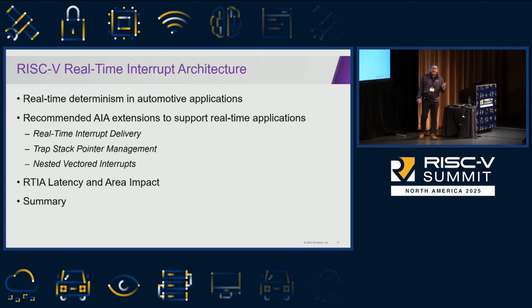So I'll talk a little bit about the background. A lot of the real-time activity that we're working on is largely directed by our activity in the automotive space. Of course, real-time applications are not just automotive, but that is one of the areas where there's a pretty significant need for real-time determinism in the processor portfolio. And then I'll talk about a couple of the things that we're recommending as enhancements to the existing AIA, or the standard interrupt architecture, specifically to support real-time applications. And then we'll talk a little bit about the results that we've seen and the things that we're recommending.